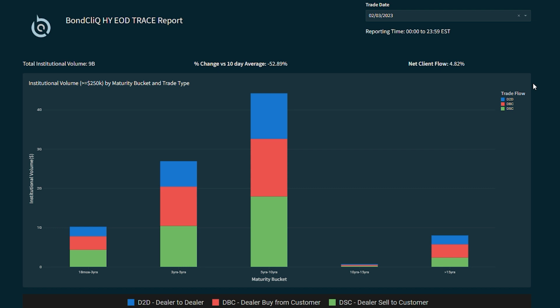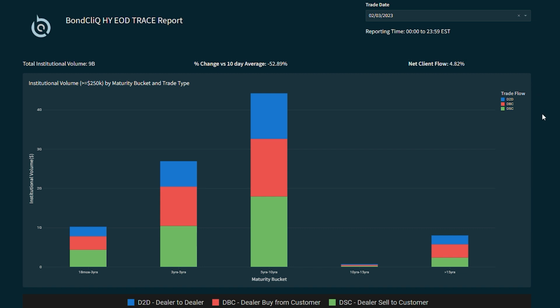Near the top left of the report, we display total institutional volume, measuring trade size of 250,000 and more, the percent change versus the average of the last 10 trading days, and that day's net client flow, a percent ratio netting trades where dealer sells to customers versus dealer buys from customer.